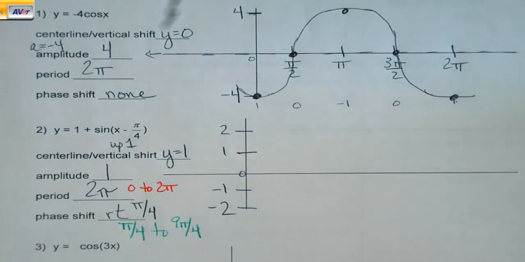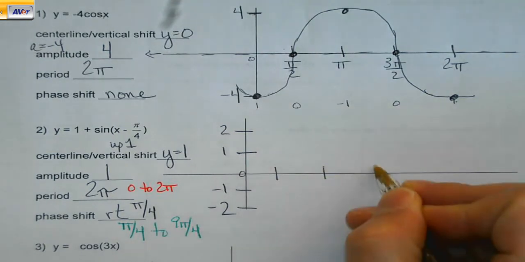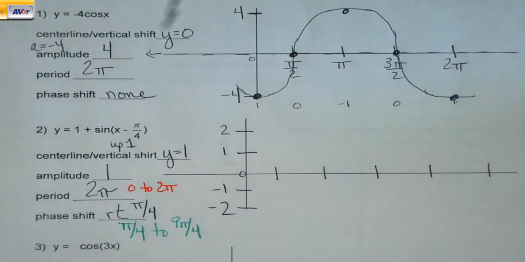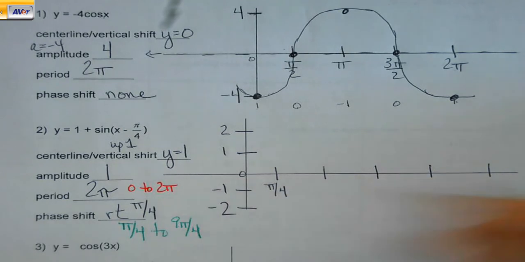Okay. So what that means to me is my 5 points are all going to be to the right of 0. So 0 is not going to be my first one. I know I'm starting at pi over 4.